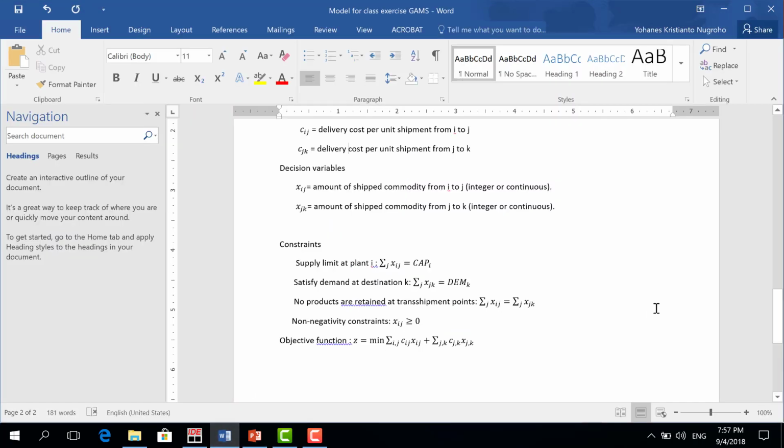And as usual, all shipped products do not allow negative value. So it is not possible, for instance, that the number of shipped product is negative. It should be positive or at least zero. That's why there is a requirement higher than or equal to zero.